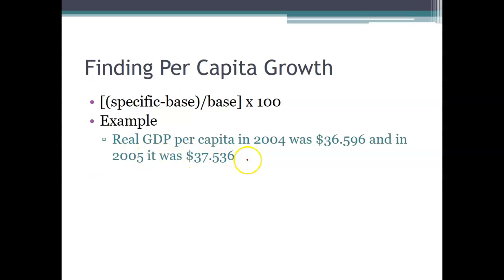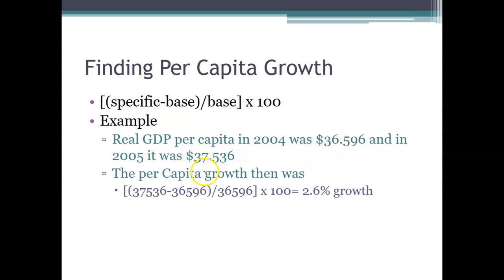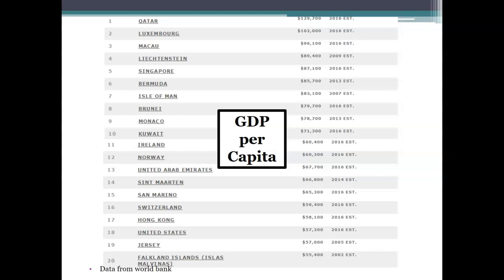So the real GDP per capita in 2004 was 36,596, and the next year was 37,536. You simply plug in for that equation, and you find there was 2.6% growth per capita in whatever this country was.